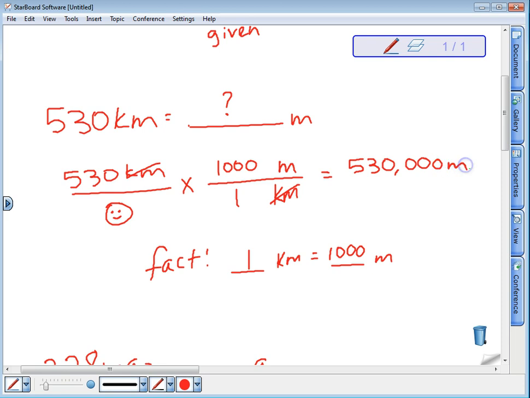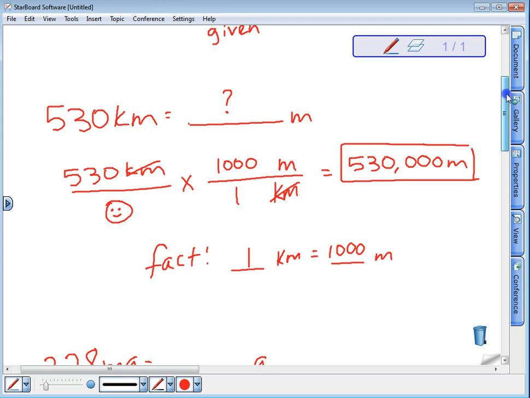Meters. Right? This is my calculator answer, and I want to make sure it has the right number of significant digits. I started out, when I was given, I had 2 significant digits. And so I need 2 in my answer. I have 1, 2. None of these zeros are significant, so I'm good with my significant digits.